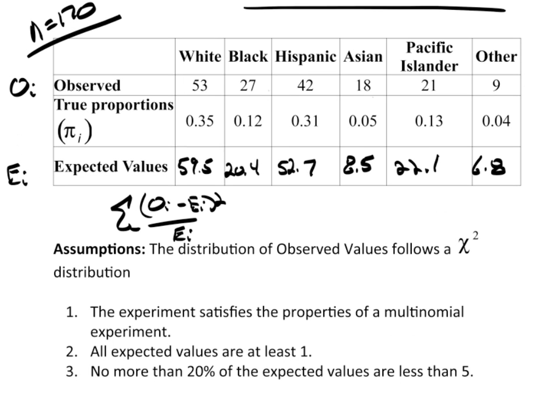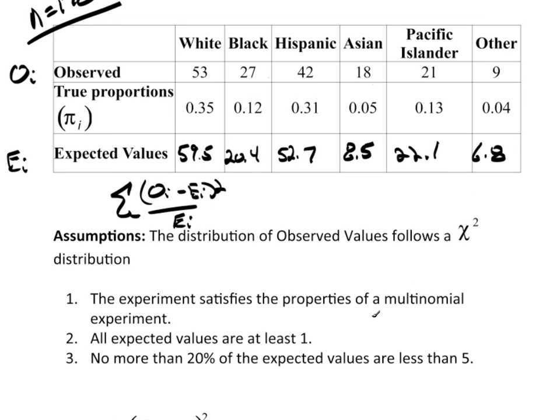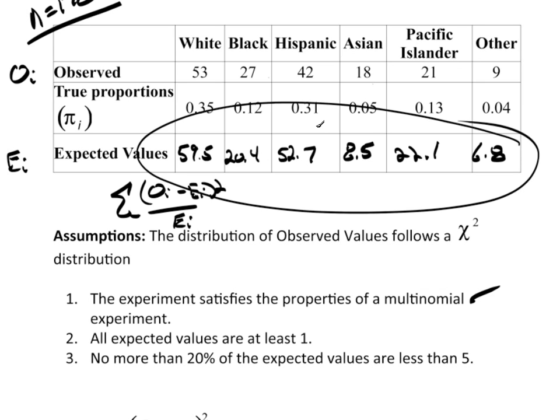Now, the assumptions here are, number one, the experiment satisfies the properties of a multinomial experiment. We already did that. All expected values are at least 1. Here are the expected values, and they are, in fact, at least 1. Because they are at least 1, we don't have to worry about this last one. Well, actually, I take that back. We do need to look at this. No more than 20% could be less than 5. I look at this, my smallest is 6.8, so I don't have to worry about this.